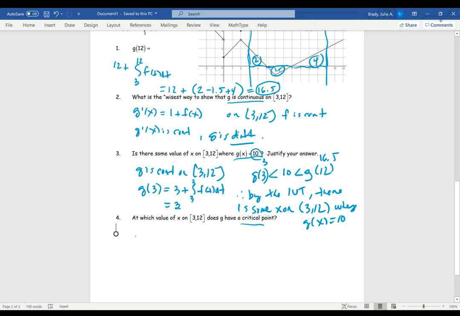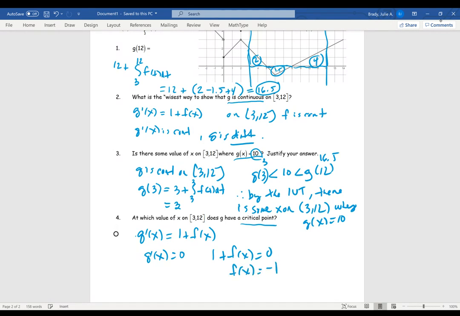Okay, a critical point is where the derivative doesn't exist, but the output does. We already said it's differentiable, so the derivative exists. So we're going to find g prime of x, which we said was 1 plus f of x. So the usual way you get a critical point is that g prime of x equals 0, which means 1 plus f of x equals 0, which means f of x is equal to -1, which from my graph is at x equal to 6.